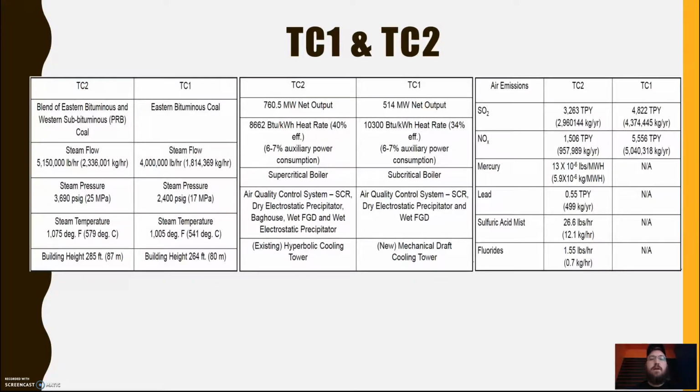Here you'll see some comparisons of the 2 units, TC1 and 2. On the left, you'll see some process specifications. On the right, you'll see some air emissions information. And in the middle chart, you'll garner that TC2 is the larger, newer, higher generating unit of the 2, as well as some of the air quality control systems that I'll be going over in this presentation.